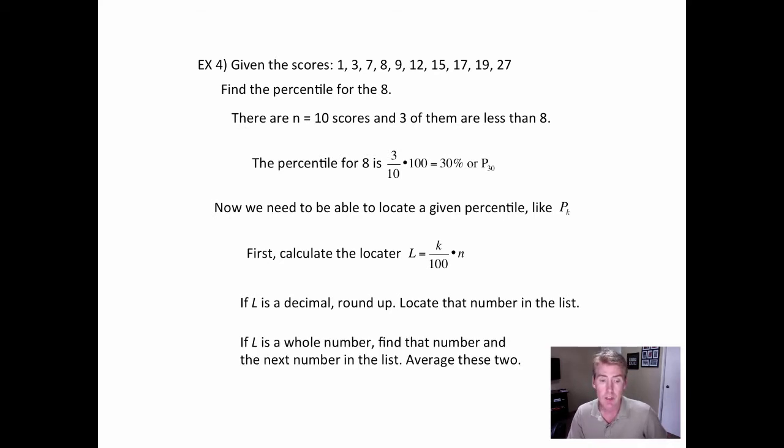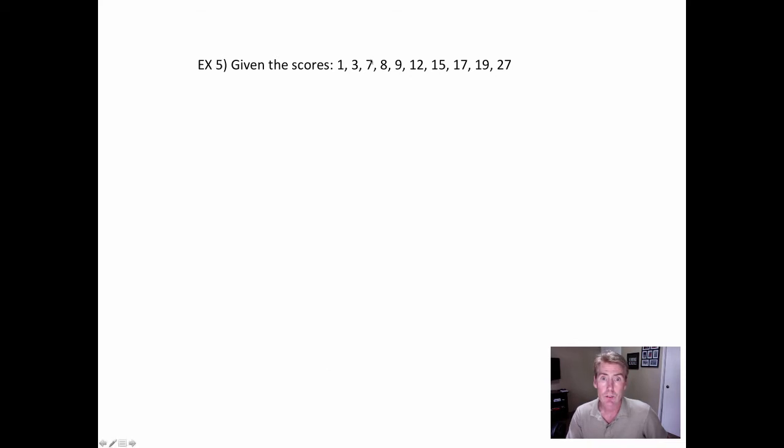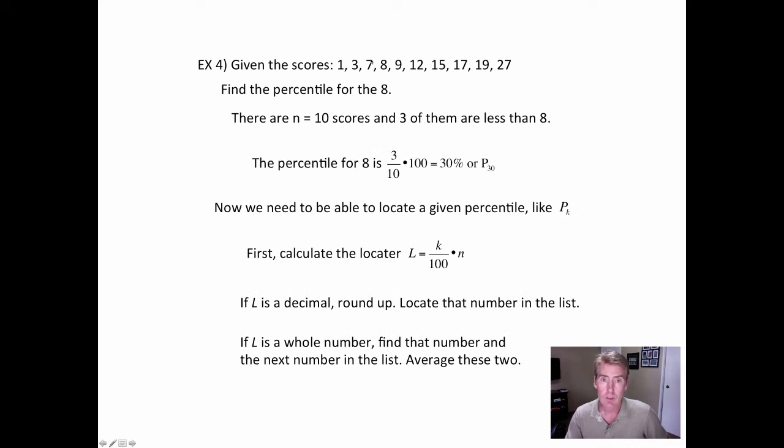Last possibility, what if it's a whole number? If it turned out to be a 3 exactly, then what you need to do is go to this one, which is the 3rd, and this one, which is the 4th, and then average those two, and the answer would be 7.5.